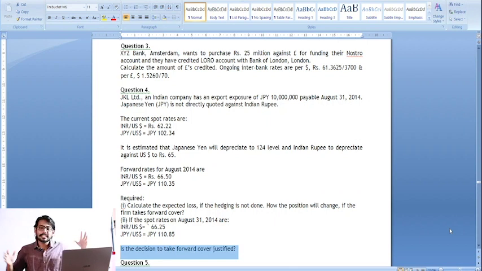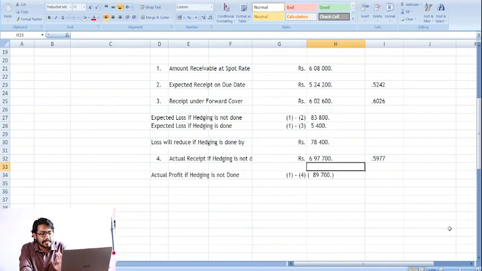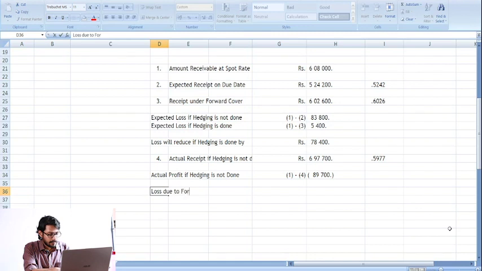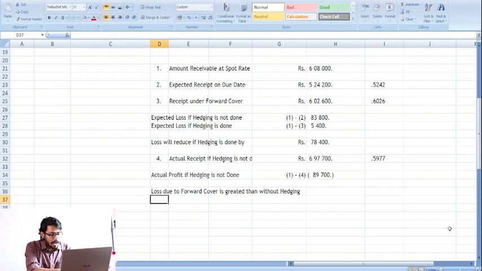Okay, in the earlier scenario we said yes, the loss is minimum under forward cover, yes, the decision to take forward cover is justified. However, now, in this scenario, is the decision to take forward cover justified? Is it? You can write the answer and write the sentence in your notebook, also very important. Loss due to forward cover is greater than without hedging. However, I am writing in caps to stress the word.